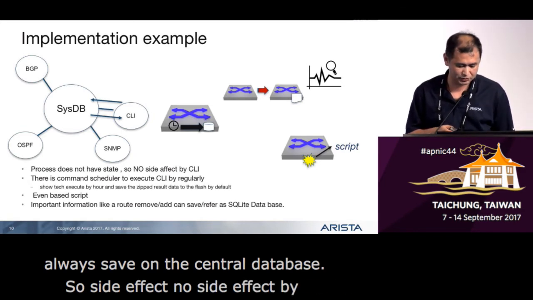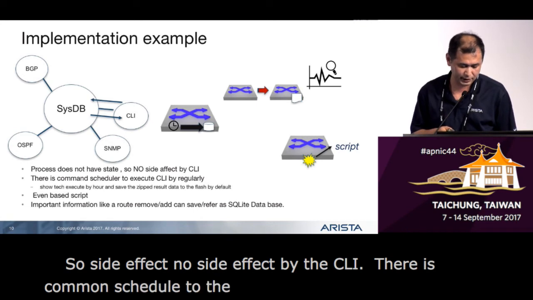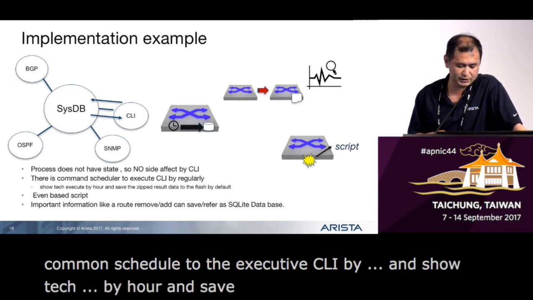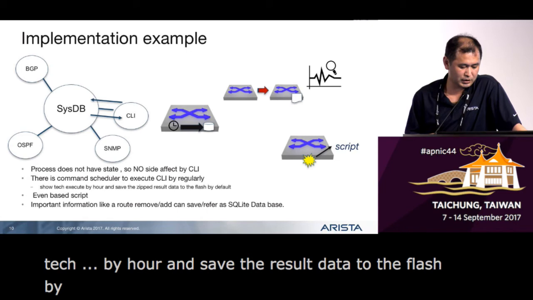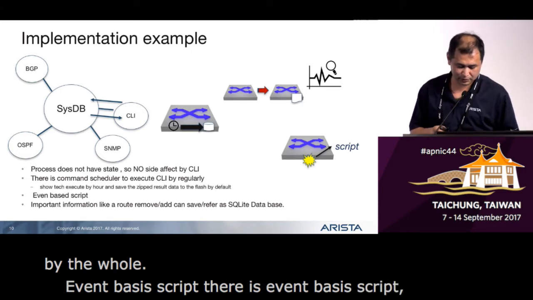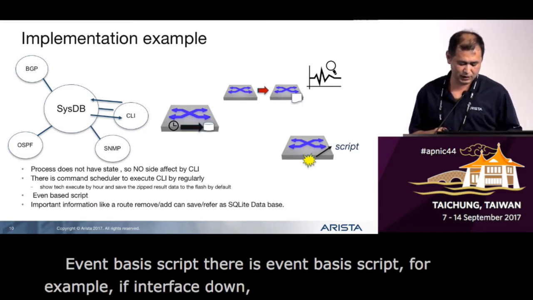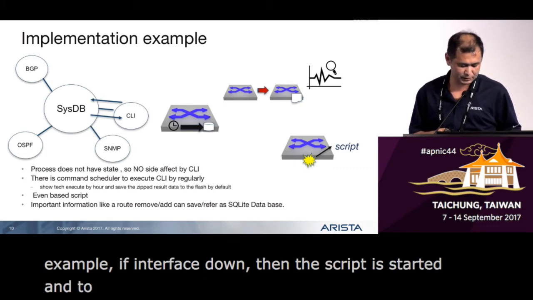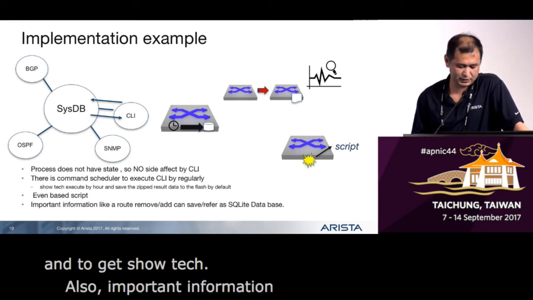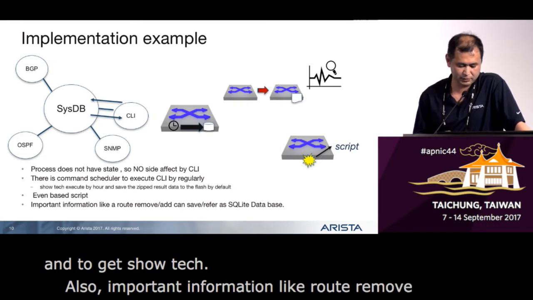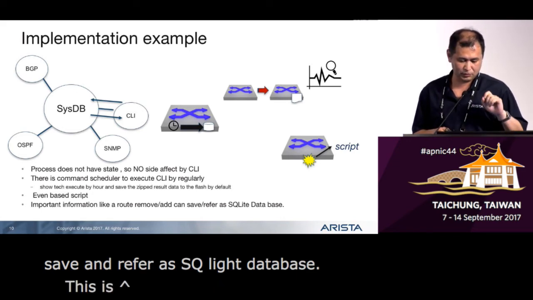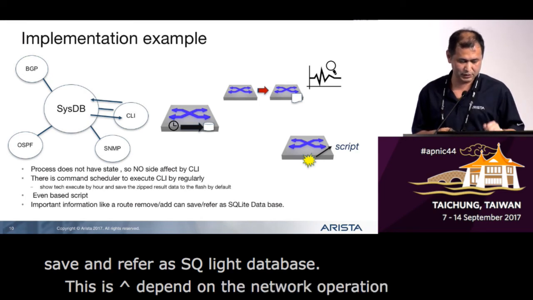And there is a command scheduler to execute CLI commands regularly, and Show Tech is executed hourly and saves the zipped result data to flash by default. There is also an event-based script. For example, if an interface goes down, then the script is started to get Show Tech. Also, important information like route removal can be saved and referred to as an SQL-writable database. It depends on the network operating system architecture, but this is an example of an implementation.